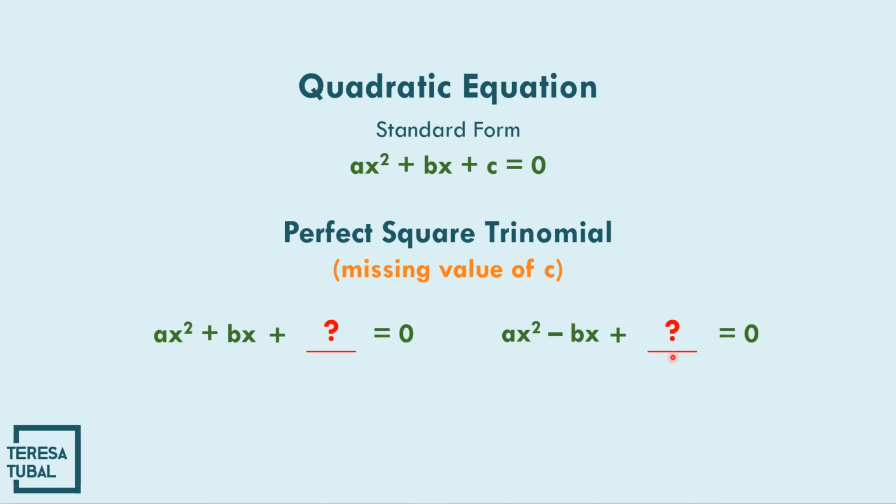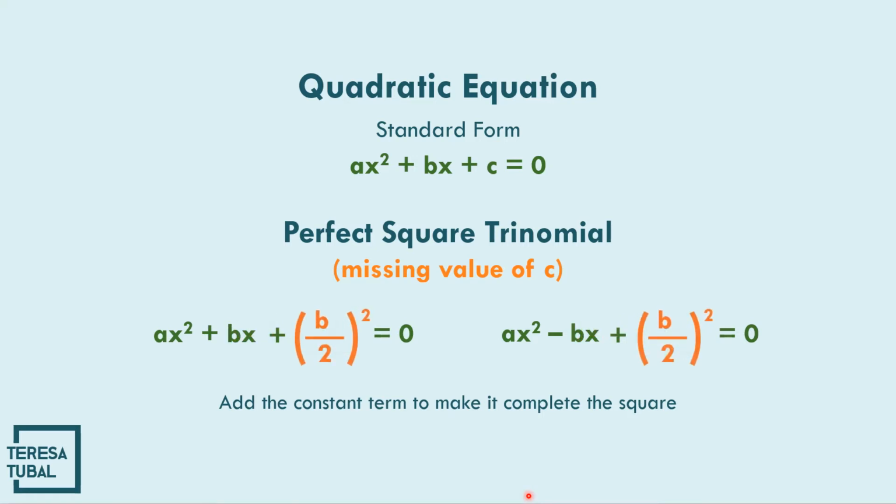How to identify the value of c? We need to add the constant term to complete the square. So how do we make this a complete square? The formula for c is the quantity b divided by 2, squared. Whether the value of b is positive or negative, the formula is b divided by 2 squared.